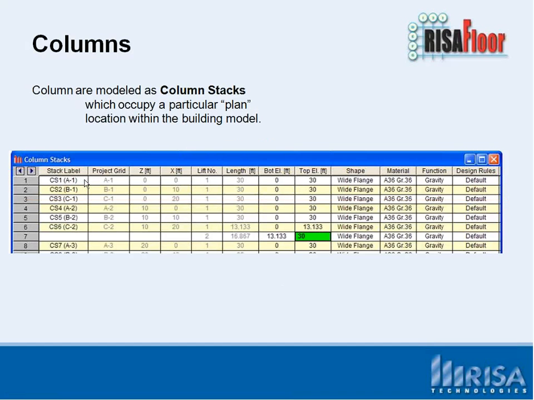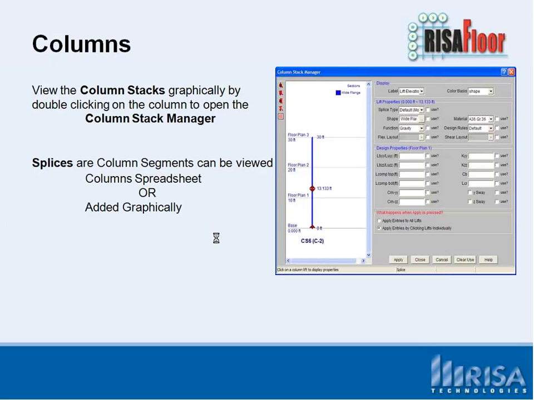Or we can have multiple story stacks, which means that they run as 2 stacks. They go from the same location, that same project grid, single project grid C2, but they actually live here from 0 to 13 feet, and then 13 feet to 30 feet. 2 segments, and you'll see 2 lifts. And this is an important concept when you're adding splices into your columns.